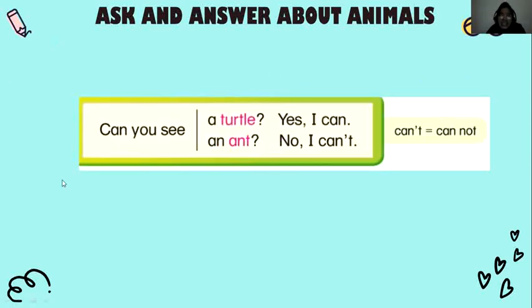Okay, this is the answer that you have to remember ya. Harus dihafal ini. Kalau yes, berarti I can. Ya, saya bisa. No, I can't. Miss, what's the meaning of can't? Nah, can't means cannot. Jadi, biar lebih singkat dan lebih mudah, kita singkat cannot menjadi can't. C-A-N apostrophe T, ya. Oke.